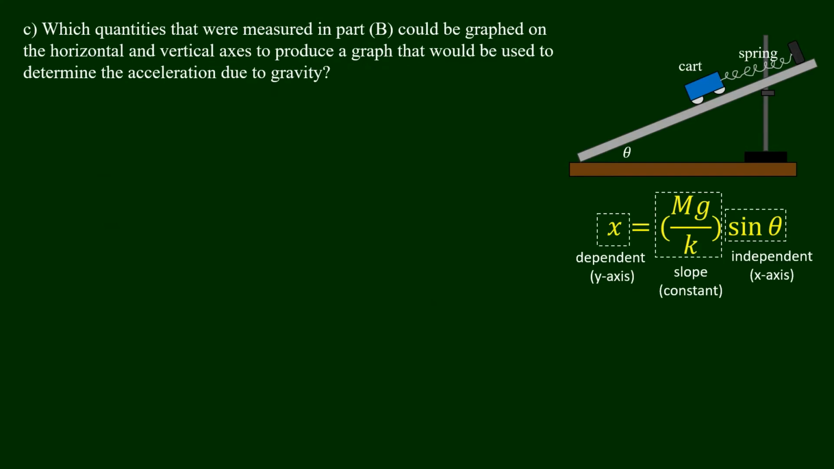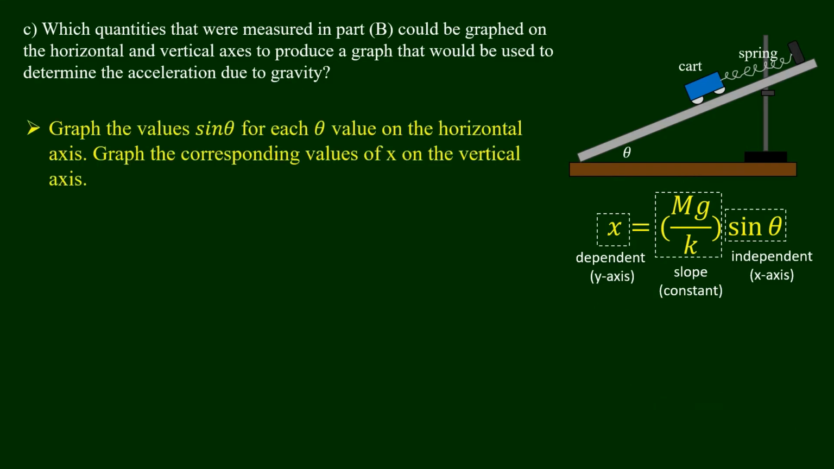Okay, so part C says, what do I need to graph? All these experiments are making a graph and using the best fit line. So we already talked about this one. My graph is going to be x on the y-axis and sine theta on the x-axis. I'm going to use the words horizontal axis and vertical axis because it's confusing having x on the y-axis. And everything else is my slope. So I'm going to graph sine theta for each theta value on the horizontal axis, and then graph x on the vertical axis. That's all C is asking for.